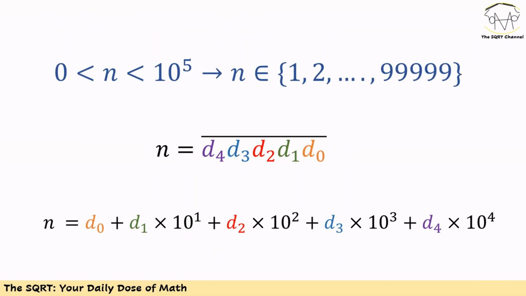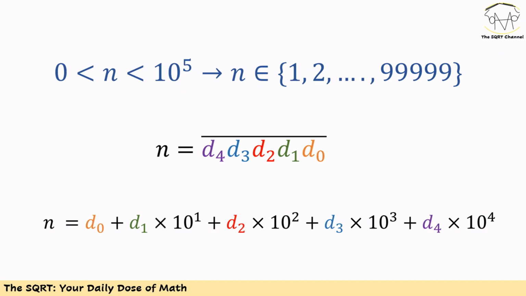To solve this problem, we are going to start with using a new notation for n. We know n is less than 10 to the power of 5, so n can be 1, 2, up to 10 to the power of 5 minus 1. As a result, n is going to have at most 5 digits. Let's use the notation that we have for n as d4, d3, d2, d1 and d0, where d0 is the rightmost digit and d4 is the leftmost digit.